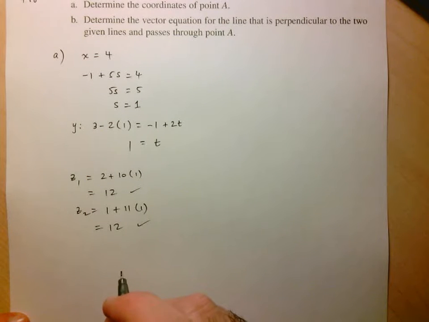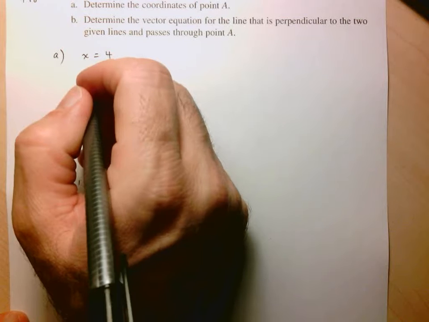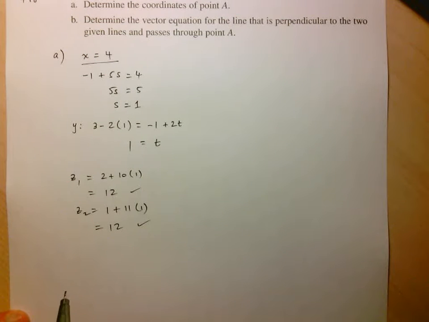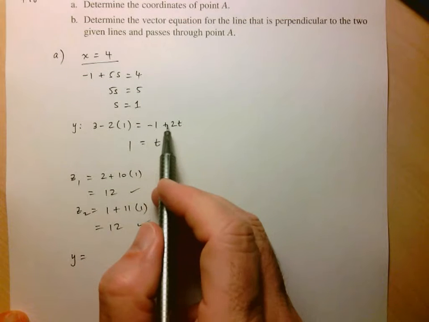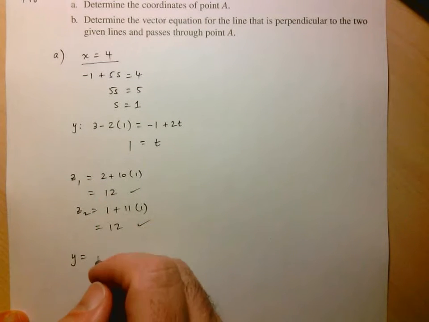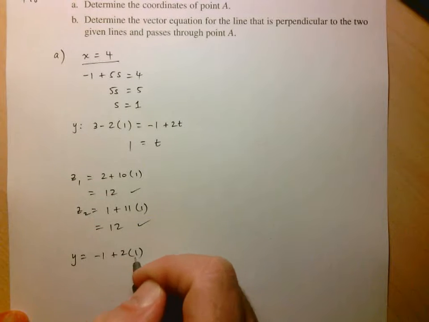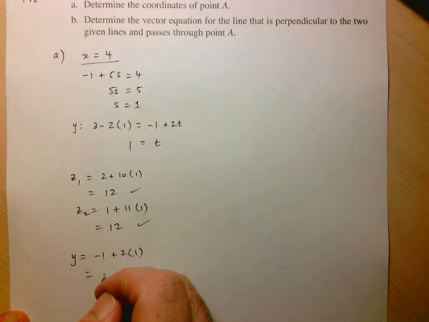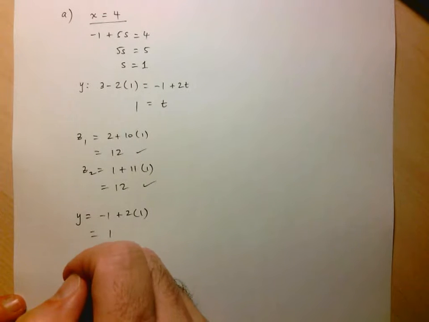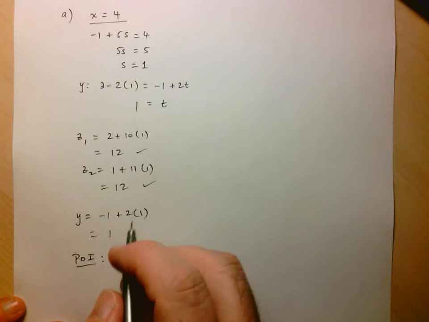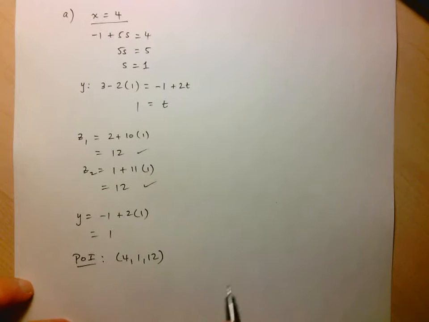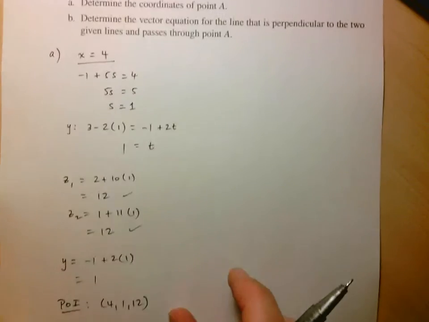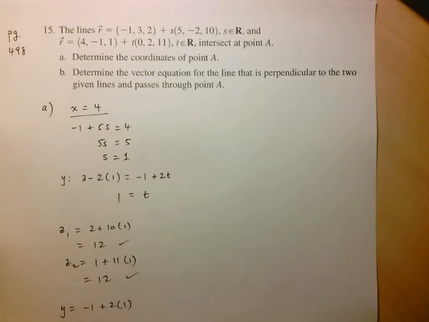Let's just find the x and y values. We know x is equal to 4, so we don't have to calculate that. Let's calculate the y value now. Here, we can use it from here: -1 plus 2 times t, and t is equal to 1, so -1 plus 2 is just 1. That means our point of intersection is 4, 1, 12. Now let's use this to hopefully solve part B.